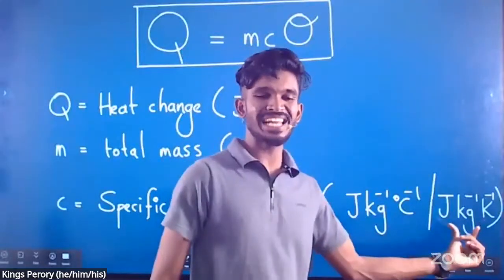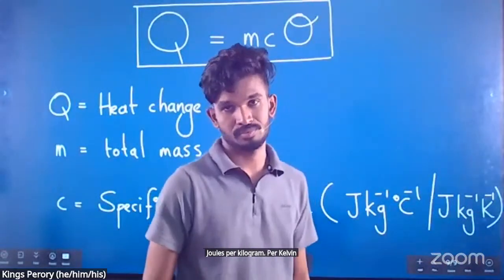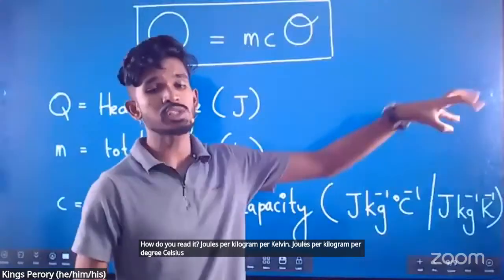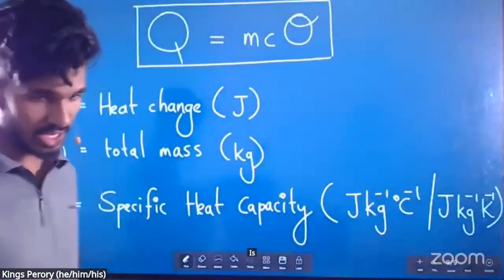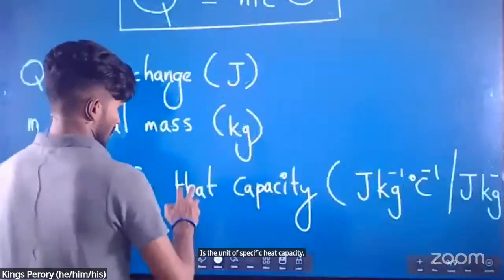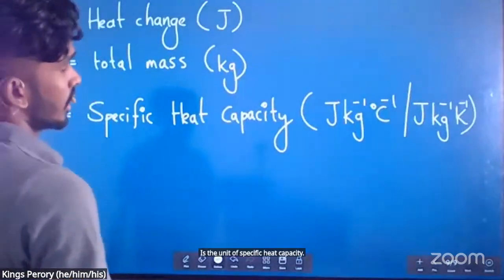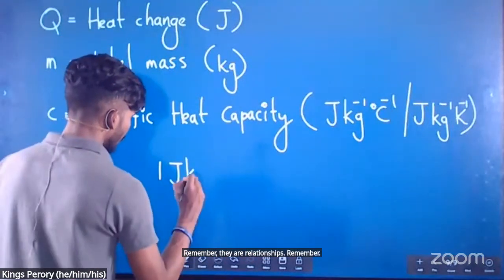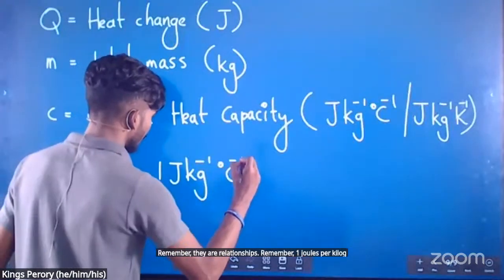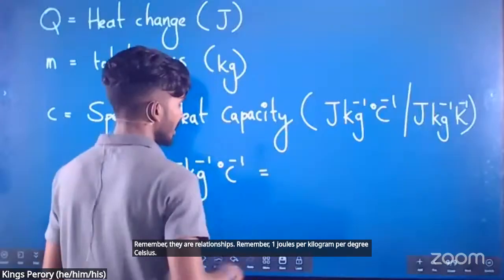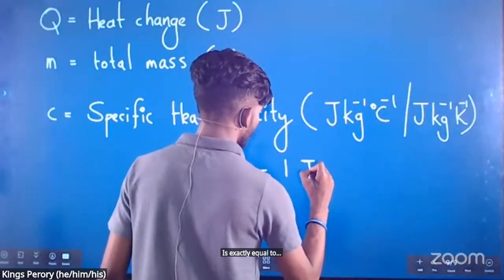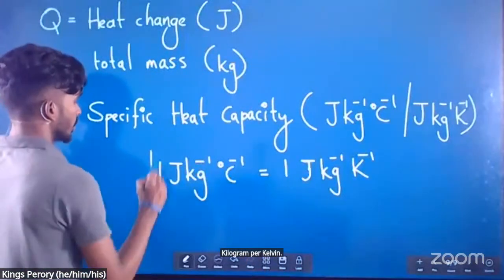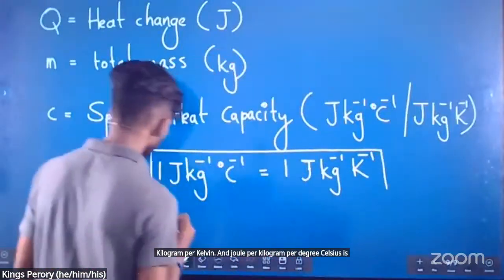Joules per kilogram per Kelvin. How do you read it? Joules per kilogram per Kelvin. Joules per kilogram per degree Celsius or joules per kilogram per Kelvin is the unit of specific heat capacity. Remember their relationships. 1 joule per kilogram per degree Celsius is exactly equal to 1 joule per kilogram per Kelvin.